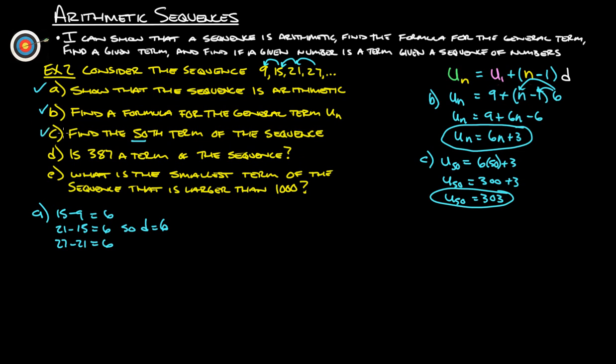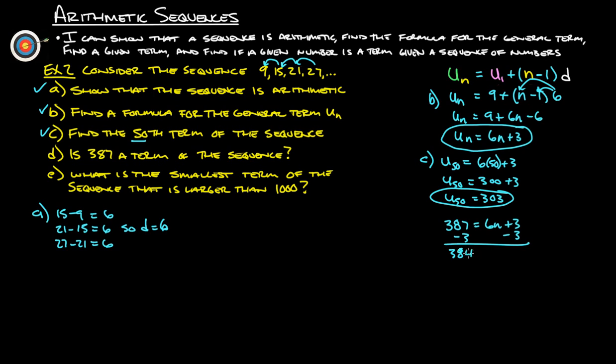D: is 387 a term of the sequence? We want to figure out if 387 is actually going to be one of the terms that falls in this sequence. So we basically want to know, will this sequence ever equal 387? We'll do 387 equals 6n plus 3. We're going to go through and solve this. Subtract 3 from both sides.